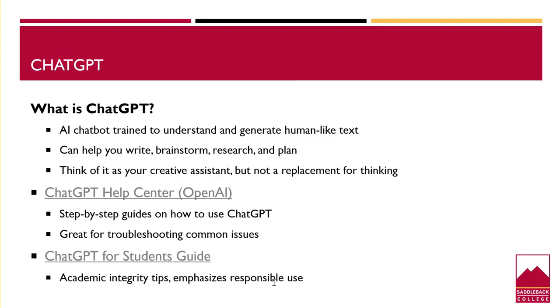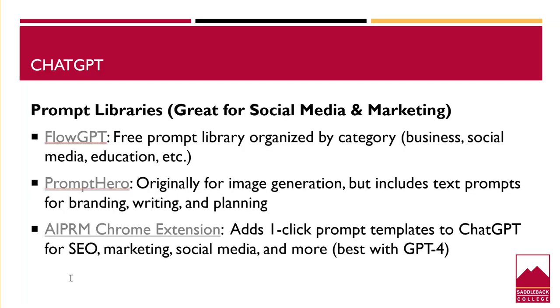Prompt libraries are great for social media and marketing. FlowGPT is a free prompt library organized by category: business, social media, education. PromptHero was originally for image generation, but includes text prompts for branding, writing, and planning. The AIPRM Chrome extension adds one-click prompt templates to ChatGPT for SEO, marketing, social media, and more. It works best with the ChatGPT 4 version, possibly the 5 version now. So click on these links to learn more about these different types of prompt libraries.